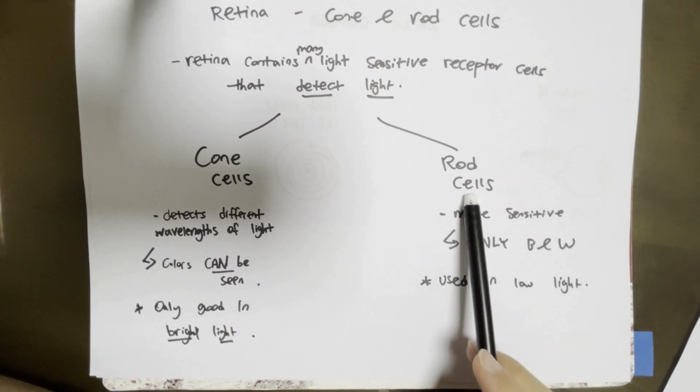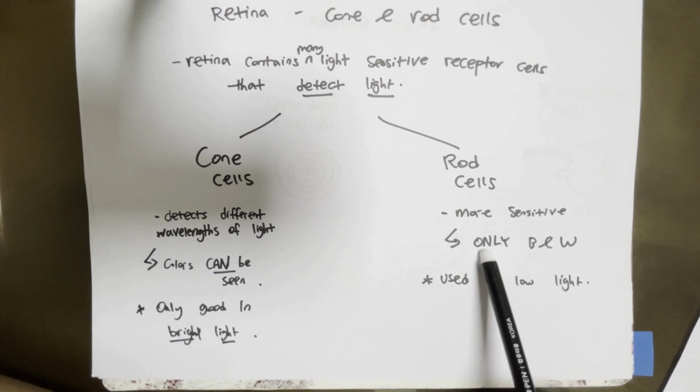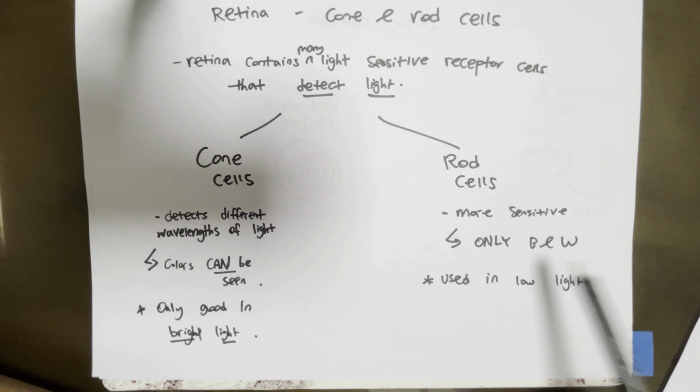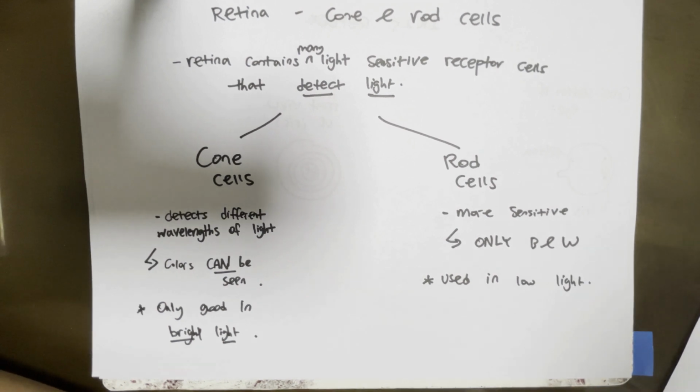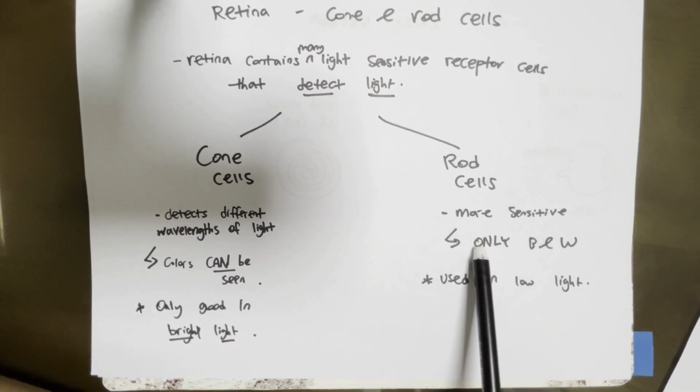There are rod cells, and these are sensitive only in low light, and they detect basically black and white. That's why when you're waking up in the middle of the night to go to the bathroom, you can't really see color and you just see black and white. That's because the cone cells don't work and you're just relying on your rod cells that are more sensitive but only do black and white.